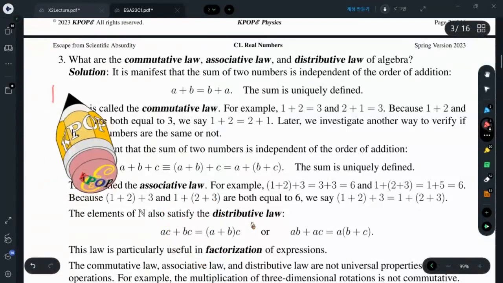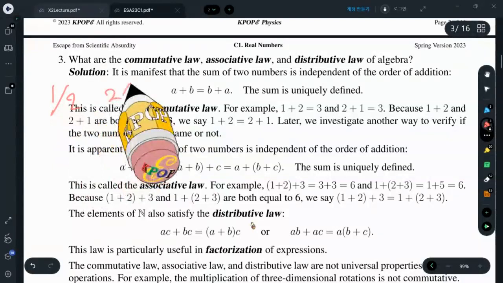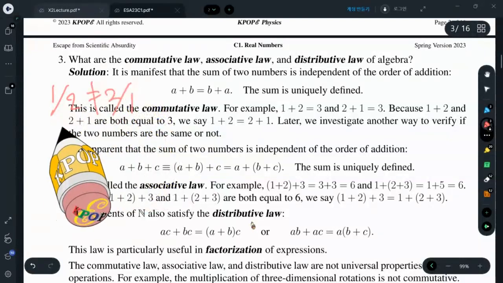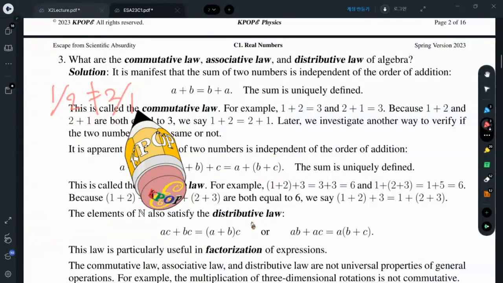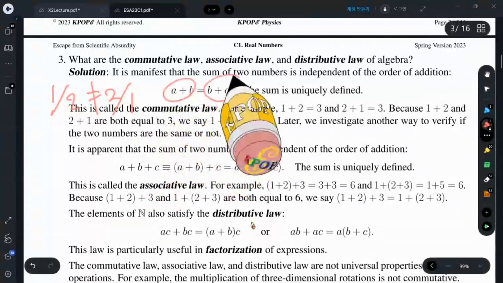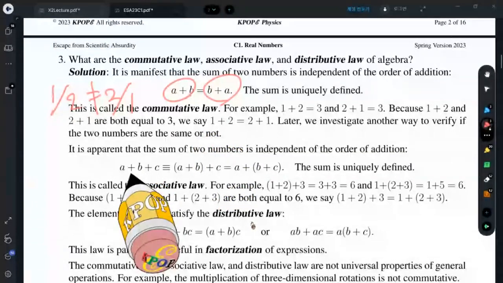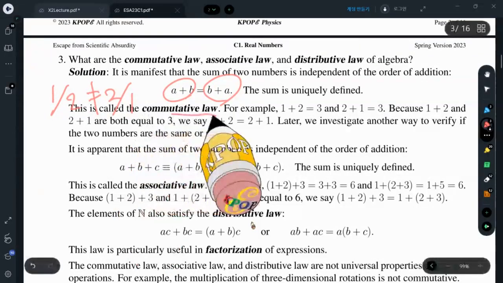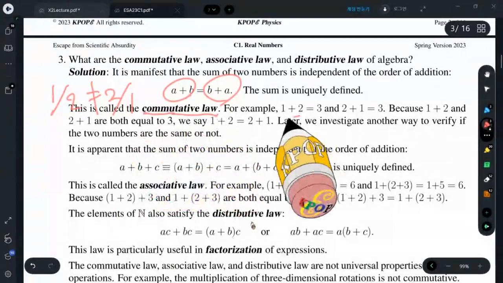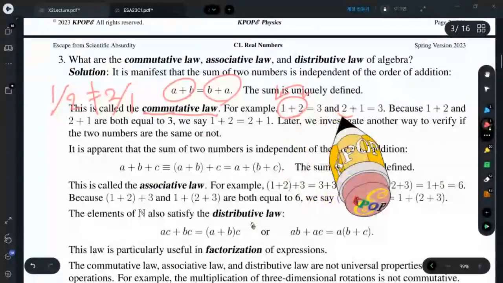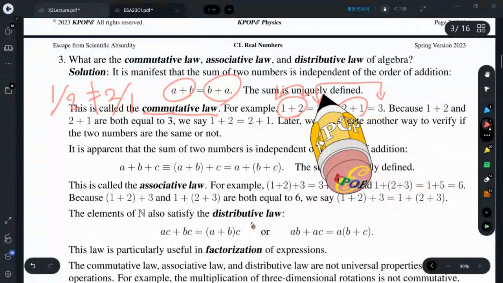For example, 1 divided by 2 and 2 divided by 1 are different, so division is not commutative. However, addition is always commutative. Multiplication is also commutative. However, matrix multiplication is not commutative. If it is commutative, that means if you exchange the order of operation, you will find exactly the same result.